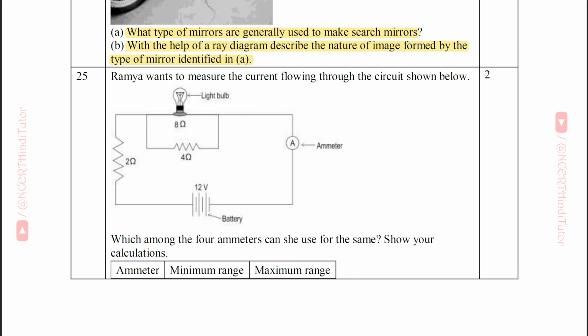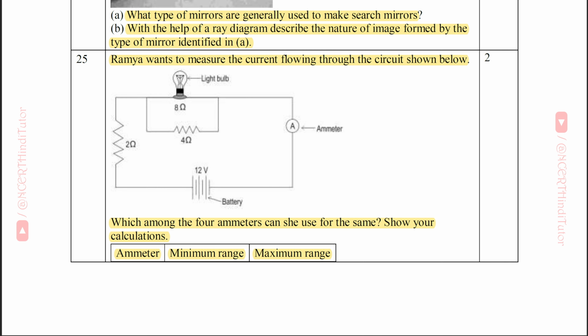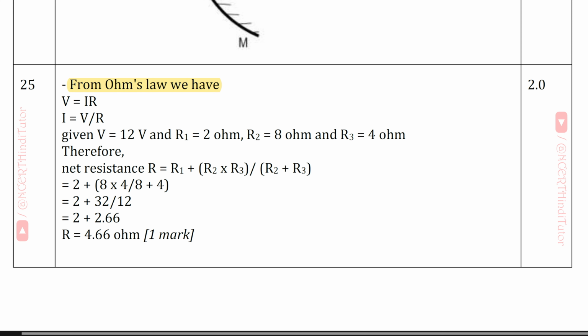This one. 25. Ramya wants to measure the current flowing through the circuit shown below. Which among the 4 ammeters can she use for the same? Show your calculations. Ammeter, minimum range, maximum range. P, Q, R, S. Answer: From Ohm's law we have V is equal to IR.